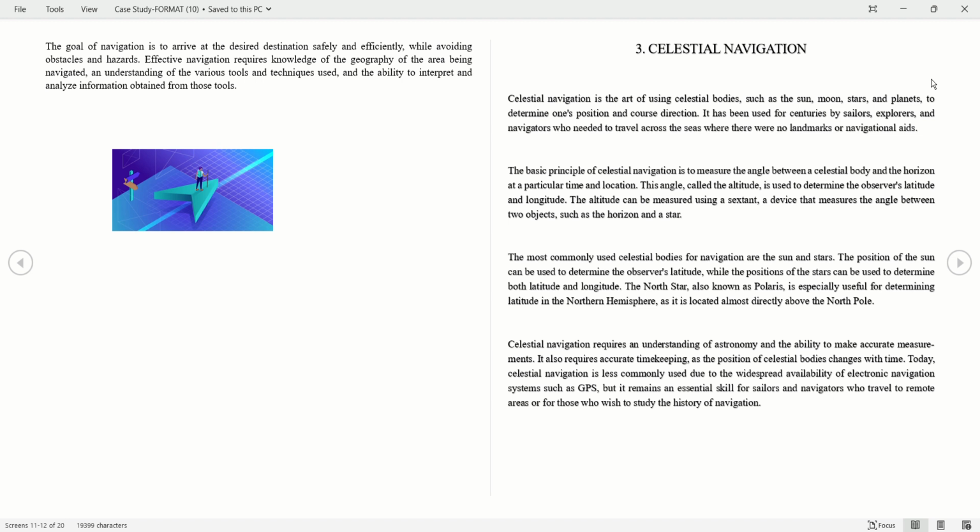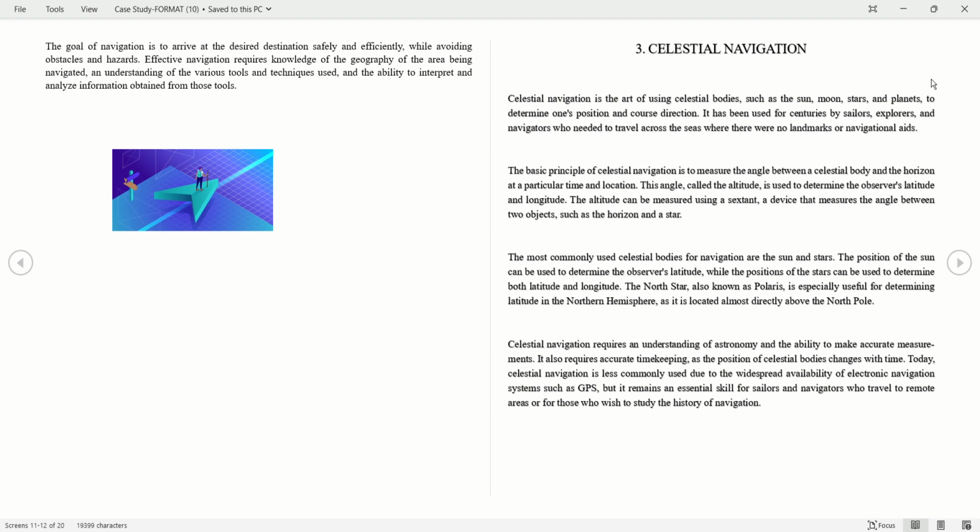And the subtopic of navigation is celestial navigation. Celestial navigation is the art of using celestial bodies such as the sun, moon, stars, and planets to determine one's position and course. It has been used for centuries by sailors, explorers, and navigators who needed to travel across the sea where there are no landmarks or navigational aids.